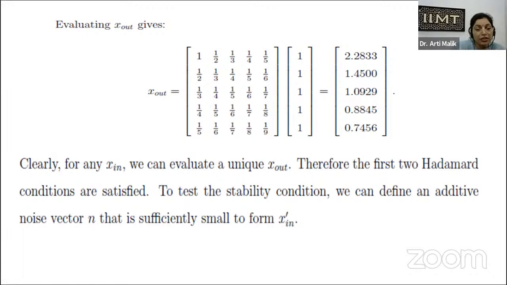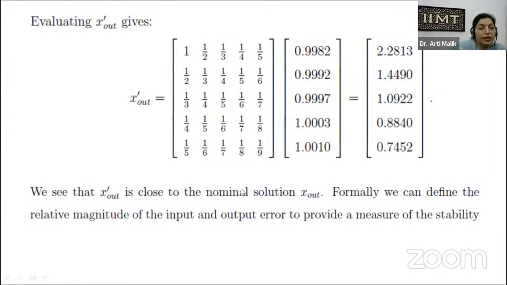To test the stability condition, we can define an additive noise vector n that is small to form x dash, the perturbed input. Evaluating the output gives y dash, the matrix A times x dash, and we add some noise and get the output y dash. We see that output y dash is close to the nominal solution y. Formally, we can define the relative magnitude of the input and output error to provide the measure of stability.